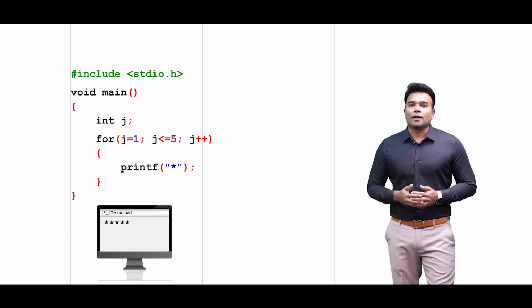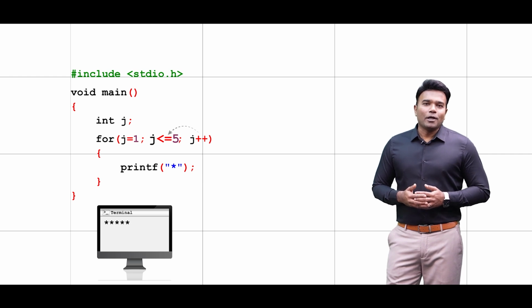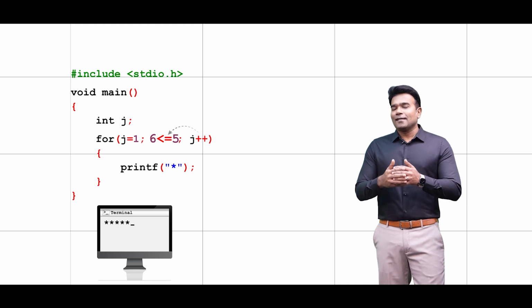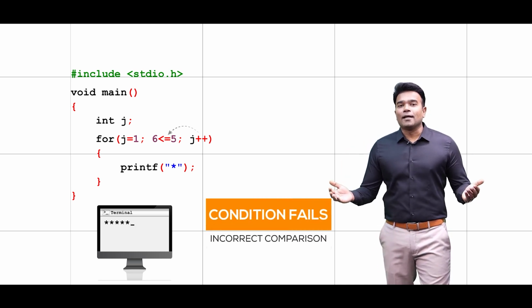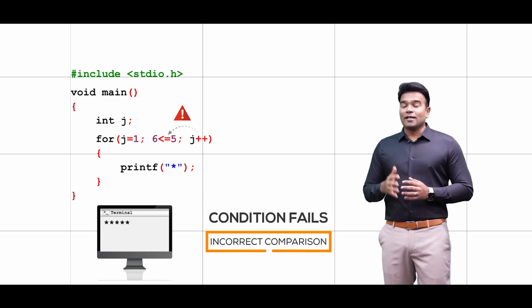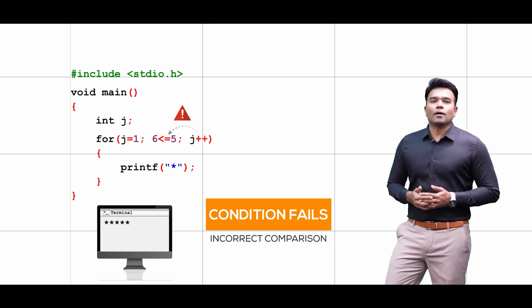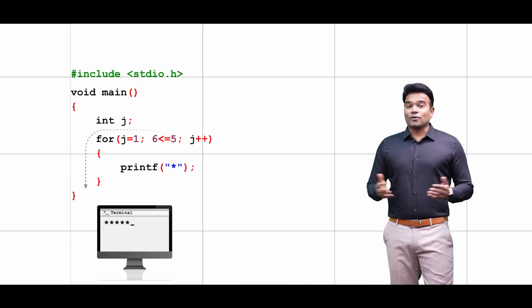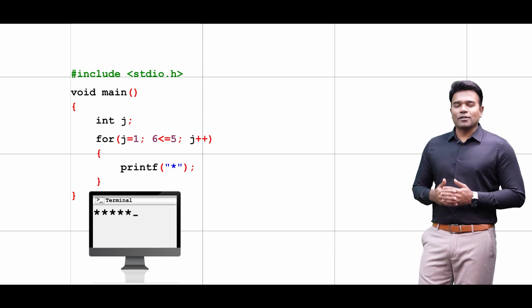And now when the control goes to the condition checking, j less than or equal to 5 becomes 6 less than or equal to 5. Well, you know that 6 is neither less than 5 nor equal to 5. In other words, mathematically this is wrong, and hence the condition fails. And whenever the condition fails, that is when the control comes out of the loop. By the time the control comes out of the loop, you can see that we have already got the desired output on the screen.